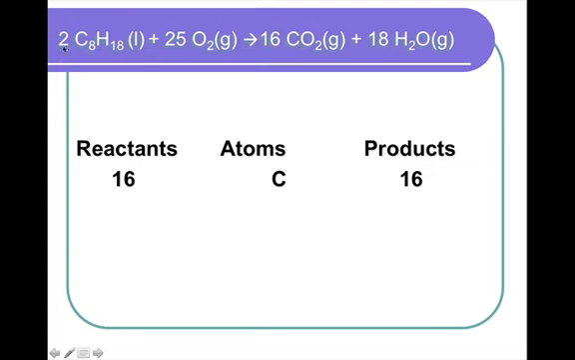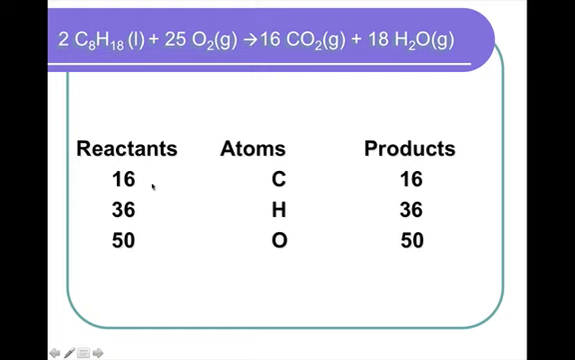The hydrogen has 2 times 18, 36, on the left side of the arrow. And on the right side, look at that, 18 times 2, also 36. And lastly, let's count the oxygen. 25 times 2, 50 oxygen atoms on the left side. And on the right side, I have 16 times 2, that's 32, plus I have 18. This 18 applies to the hydrogen, but also to the oxygen. So 32 plus 18 makes 50.